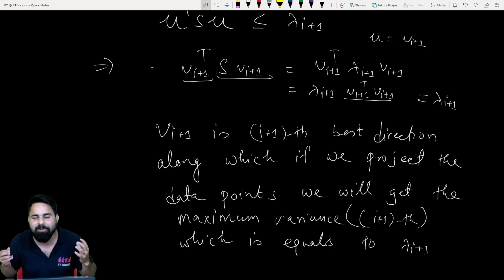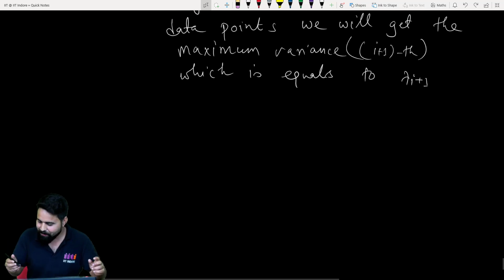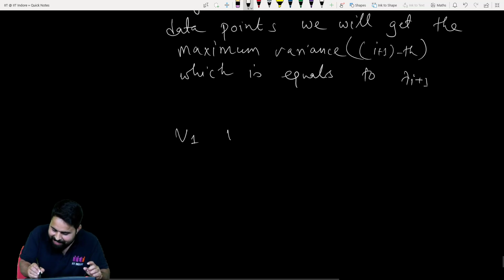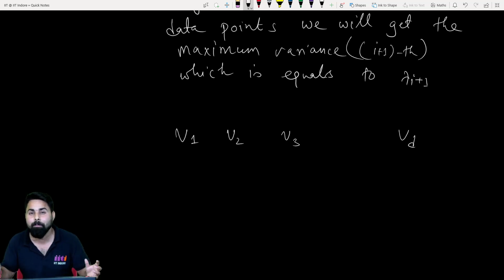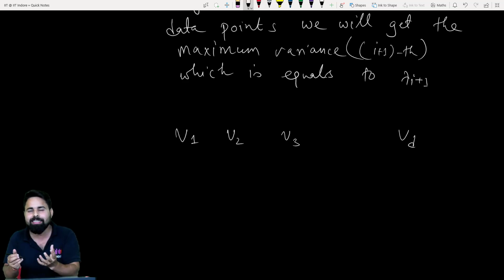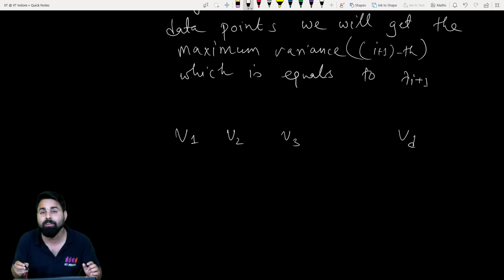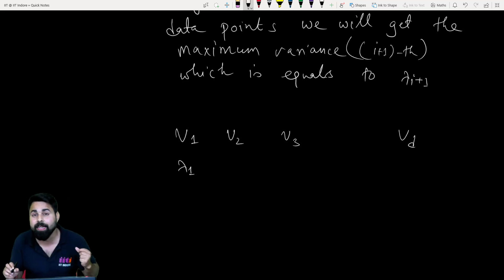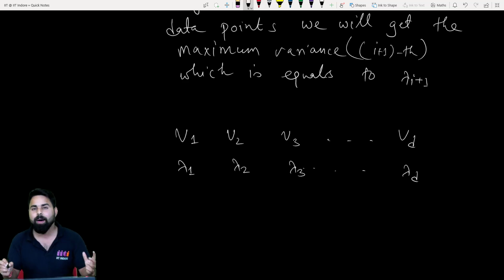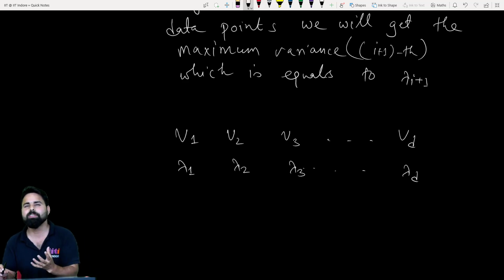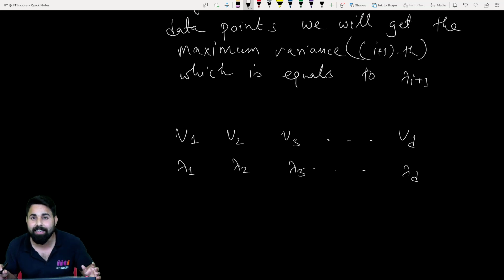So using induction we have proven that V1, V2, V3 up to Vd are nothing but the principal components. So we will project our data along these new directions, new axes, in the hope of getting good variance. And the corresponding variance will be this: along V1 the variance will be lambda 1, along V2 the variance will be lambda 2, and so on. And by the way, along Vd the variance will be least, because lambda d is the least eigenvalue.